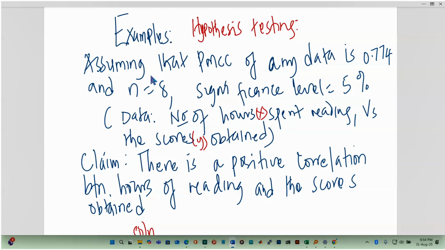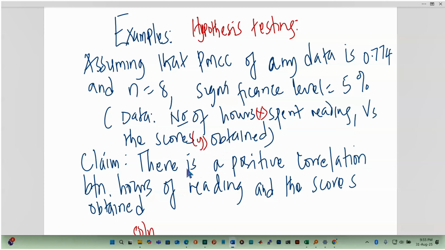So we are having a question: assuming that the product moment correlation coefficient of some data is 0.774, and n is equal to 8, the number of observations is 8, the level of significance is 5%, and we are talking about data on the number of hours spent reading against the scores obtained. So the number of hours is X, then the scores obtained is Y.